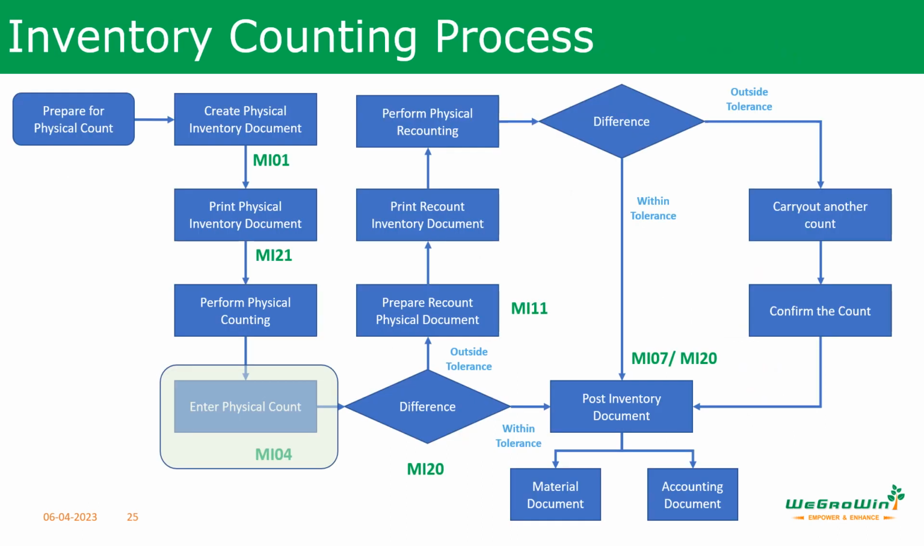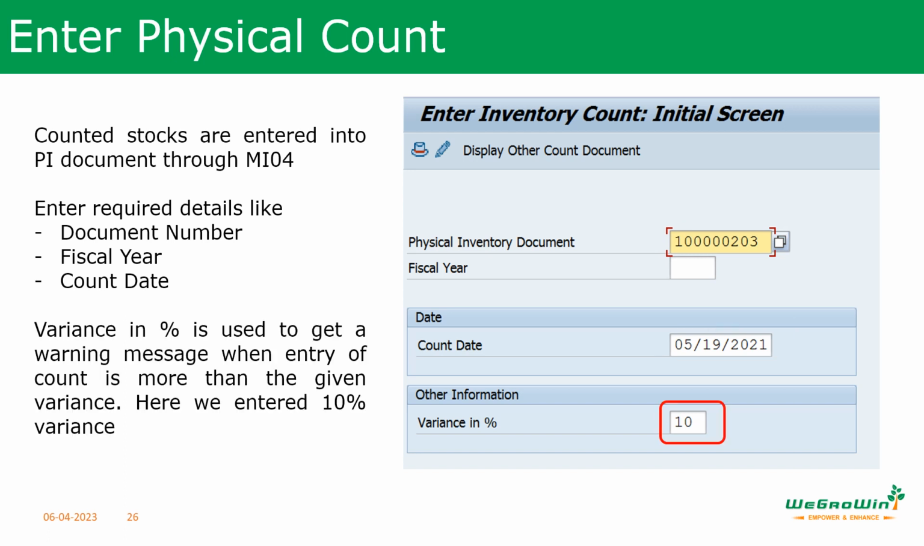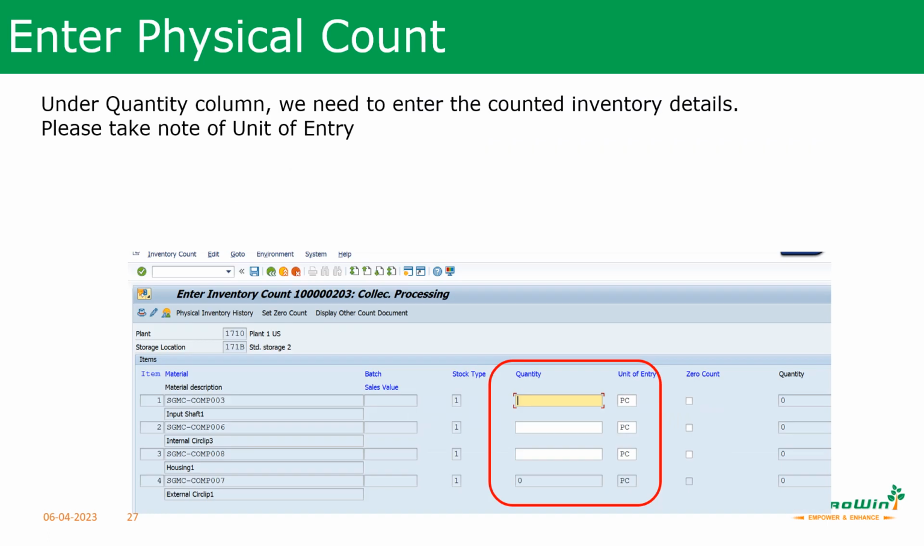After completing physical counting, we need to enter the counted quantities into the system to validate. Counted stocks are entered into the physical inventory document through MI04. Enter required details like document number, fiscal year, count date, etc. There is a field, variance in percentage. Variance in percentage is used to get a warning message when the entry of count is more than the given variance. Here we enter 10% variance. Under the quantity column, we need to enter the counted inventory details. Please take note of the unit of entry, because whatever we counted, the unit of measurement should align here.